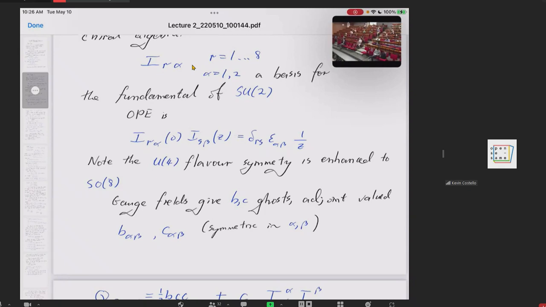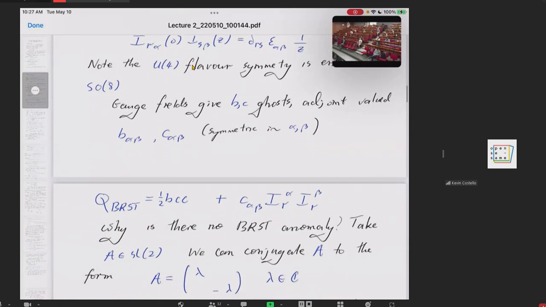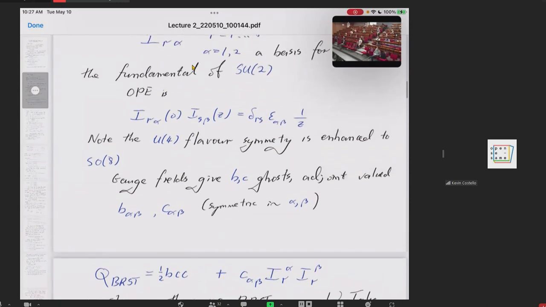Now the gauge fields, or B and C, are of course adjoint valued. And the BRST charge takes this form. Okay, so we can ask, well, maybe let me just pause one second. Are there any questions? No.